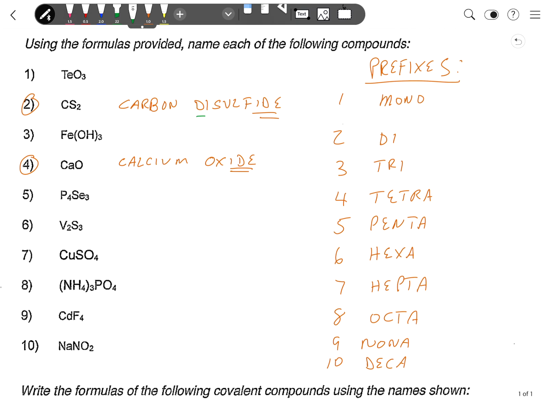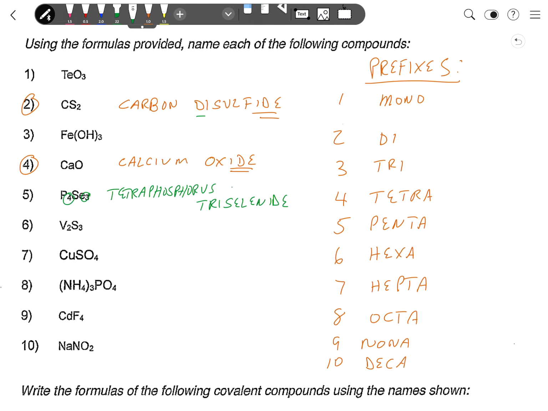We have another one in number 5, another covalent compound. P stands for phosphorus, but there's a 4 there, and that 4 means tetra, so it's going to be tetraphosphorus for us. And we have another 3. 3 means tri, and that would be triselenide. Okay, covalent compound.